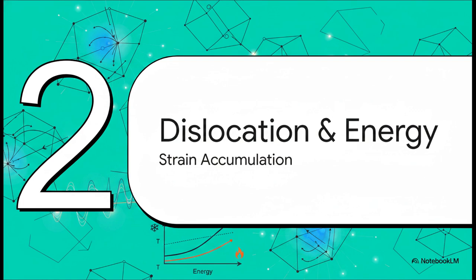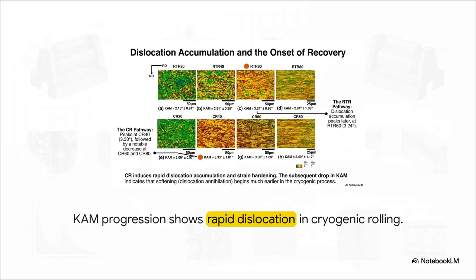Section 2. Dislocation and energy accumulation. Now, this progression is where things start getting really wild, because it perfectly captures the divergence between our two processes. Just contrast the rapid dislocation accumulation in cryogenic rolling against standard room temperature rolling. You'll notice the cryogenic process peaks incredibly early. Bam, it hits a KAM of 3.33 degrees at just a 40% reduction. Meanwhile, the room temperature rolling is dragging its feet. It takes much longer, displaying a delayed peak of 3.24 degrees only after a 60% reduction. So cryogenic rolling is massively front-loading that strain.